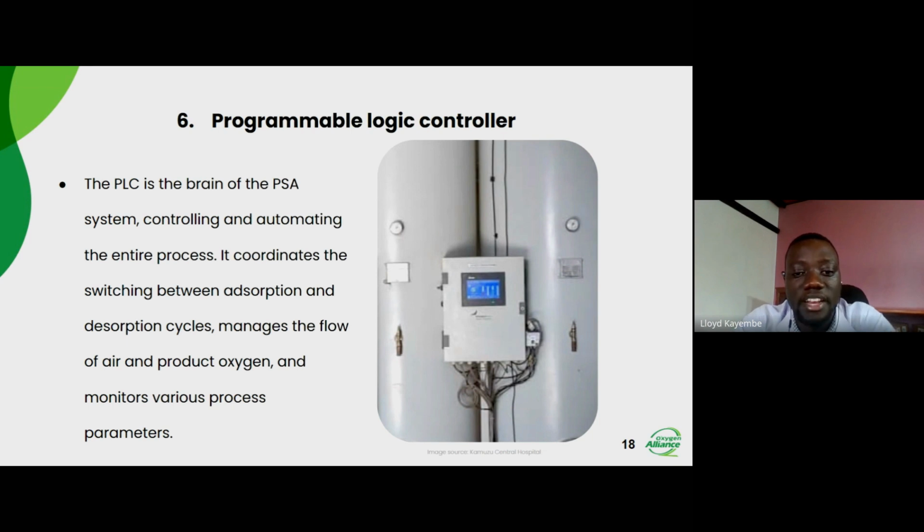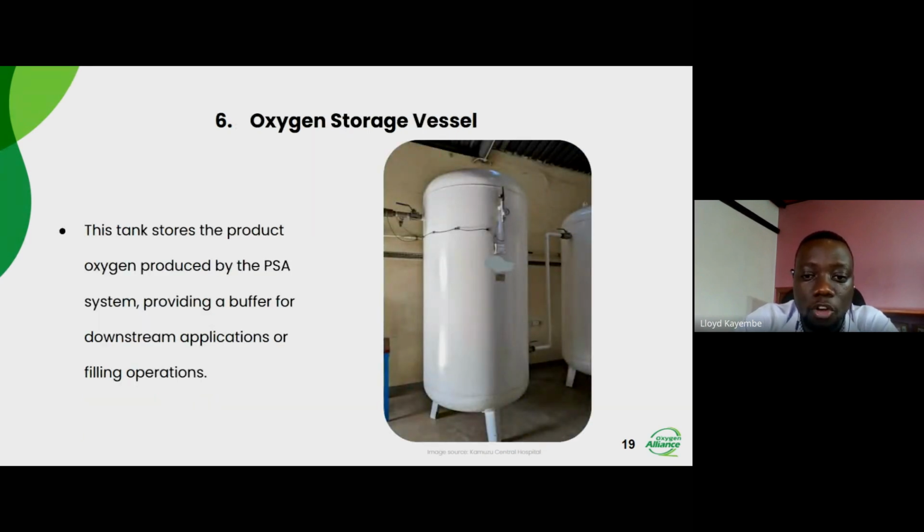And finally on my list is an oxygen storage tank. This tank stores the product oxygen that has been produced by the plant, and it also acts as a buffer for the downstream applications, for example, cylinder feeding or feeding to the hospital.